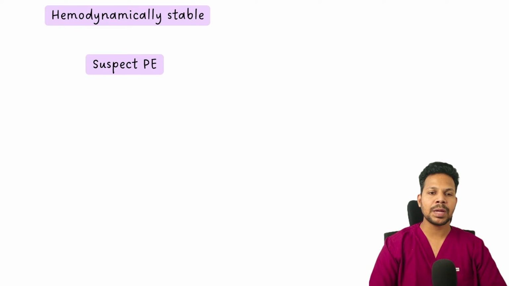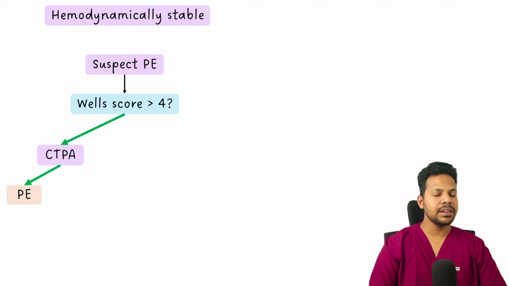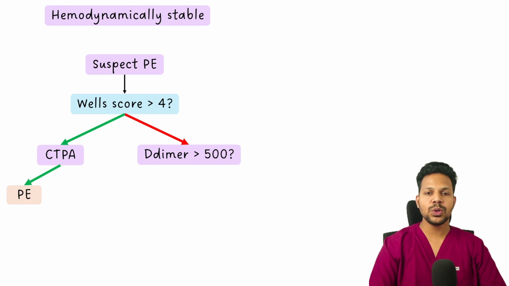If you are suspecting pulmonary embolism, calculate Wells score. If the Wells score is more than 4, do CT pulmonary angiography. If the CT pulmonary angiography shows PE, then well and good, treat the patient. If the Wells score is not more than 4, then do D-dimer. If the D-dimer is more than 500, then it means the pulmonary embolism is possible. So do CTPA and rule out pulmonary embolism. If the D-dimer is less than 500, then pulmonary embolism is ruled out.